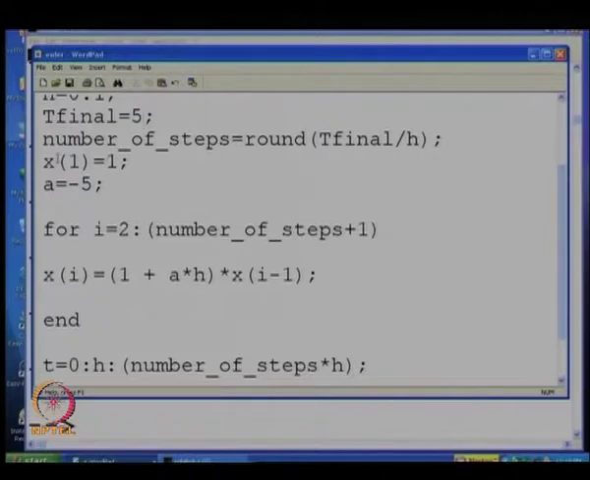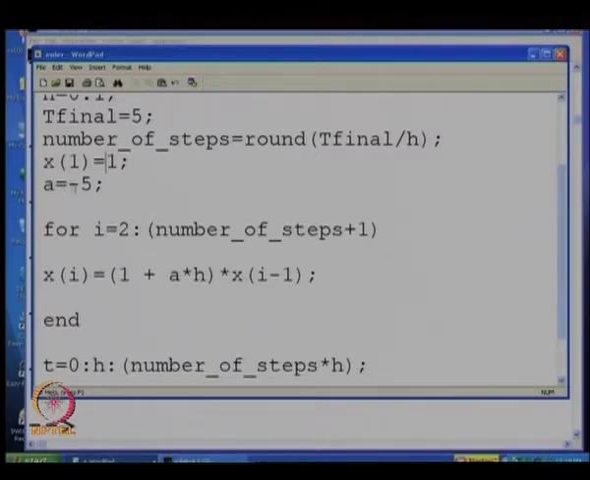Suppose the initial condition, remember we are solving the dynamics of a system for an initial condition which is not the equilibrium. For x dot is equal to a x, the equilibrium is x is equal to 0. So, we are giving an initial condition x 1 is equal to 1. Incidentally, I have not written x 0 here, because Scilab does not normally permit you to give an index which is 0. So, that is why it is x 1. So, we have shifted all the indices by 1.